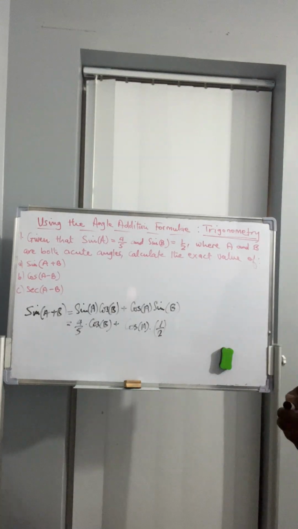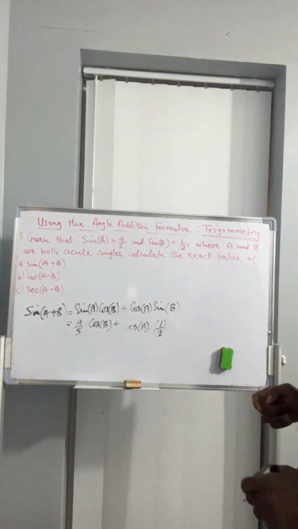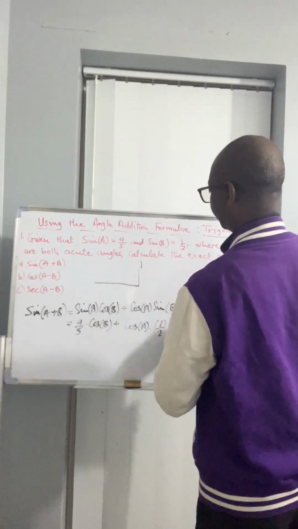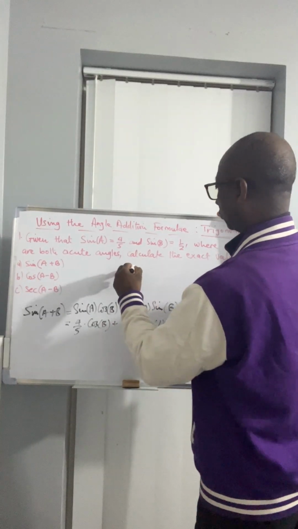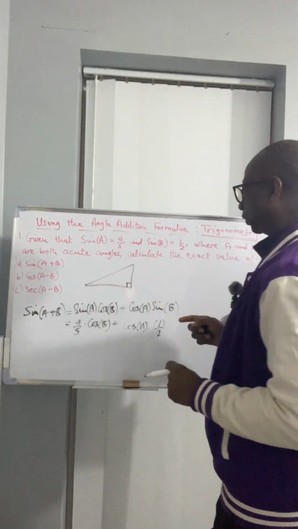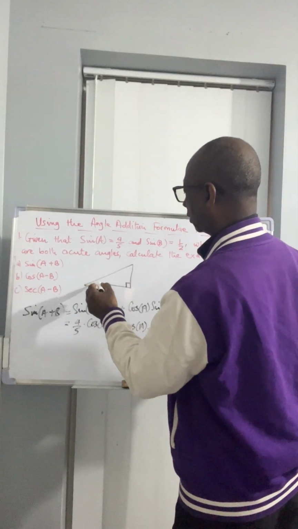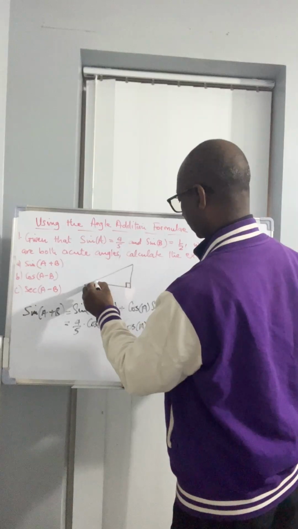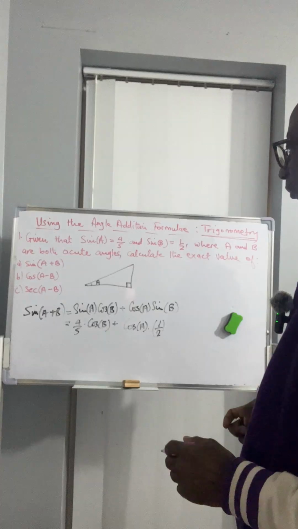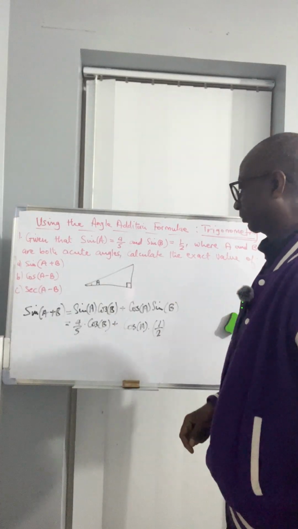So here we are told that they are acute angles, so we can draw our right angle triangle here, because we know for an acute angle, the angle must be greater than 0, but less than 90 degrees. So if we say this is our A, this is our right angle triangle. This is angle A here.